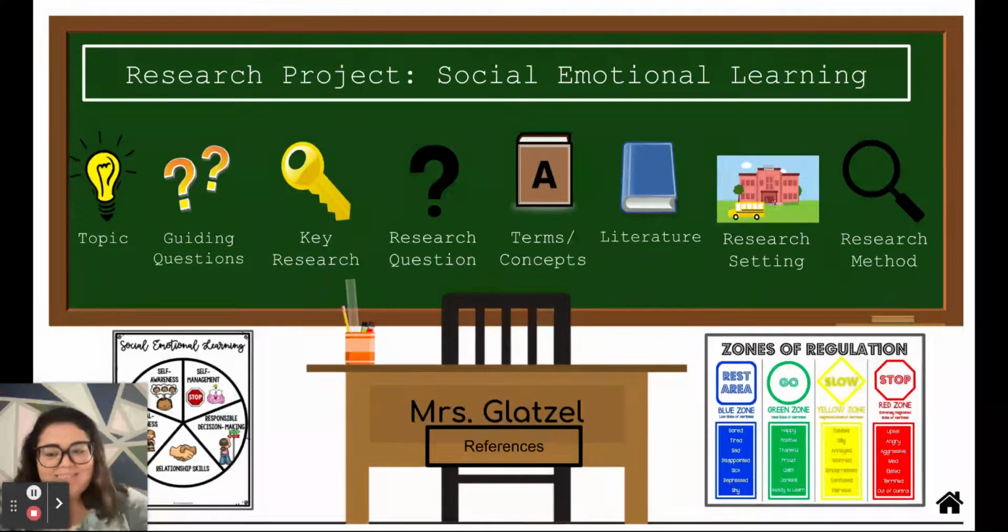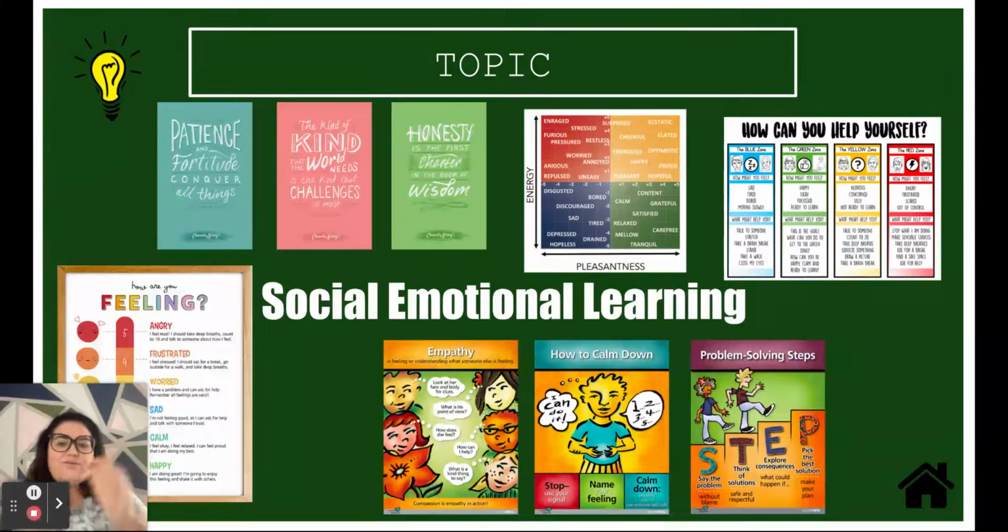So let's go on and dive into the light bulb and find out what my topic is. My topic for my research is social emotional learning. I'm going to be looking at three different curriculums and comparing them. And based on the pictures on this page, they come from some of the curriculums that I will be looking into. So I felt that that was important to include.